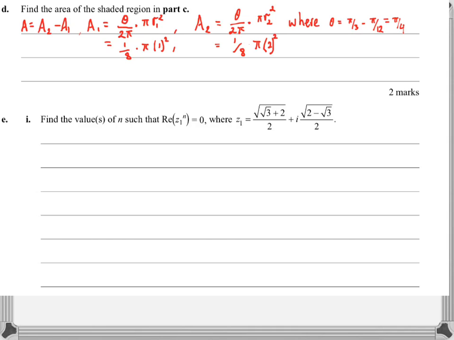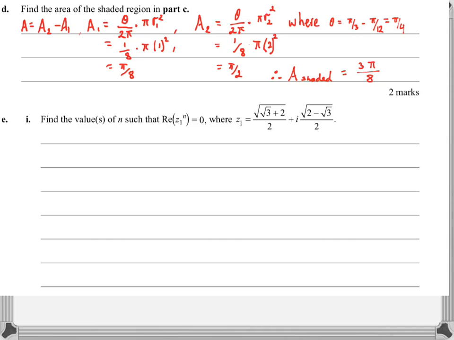And we find our two radii, r1 equals 1 and r2 giving a radius of 2. We get our two areas of the sectors, and the shaded region is the subtraction of those two areas. There it is, 3 pi on 8 units squared.